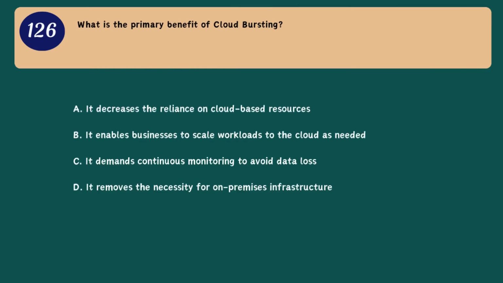Question 126. What is the primary benefit of cloud bursting? A. It decreases the reliance on cloud-based resources. B. It enables businesses to scale workloads to the cloud as needed. C. It demands continuous monitoring to avoid data loss. D. It removes the necessity for on-premises infrastructure.